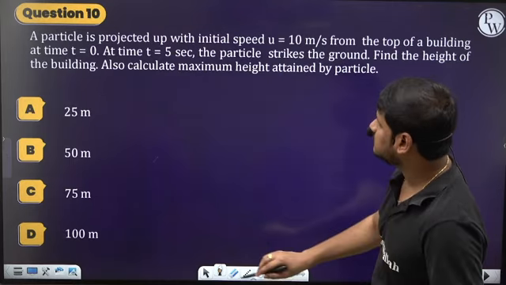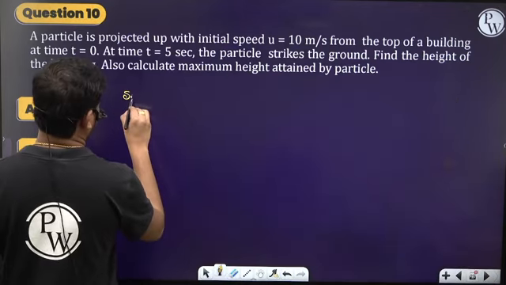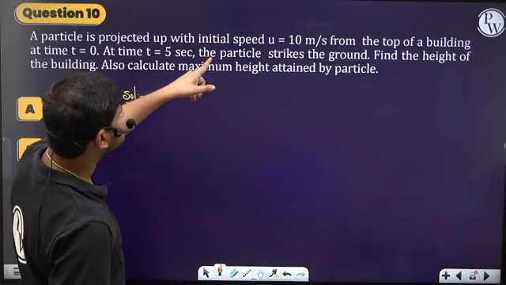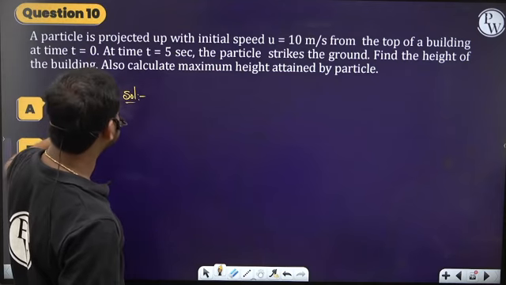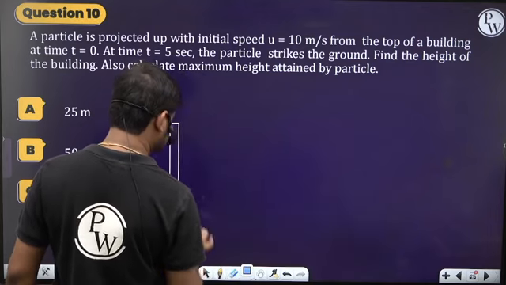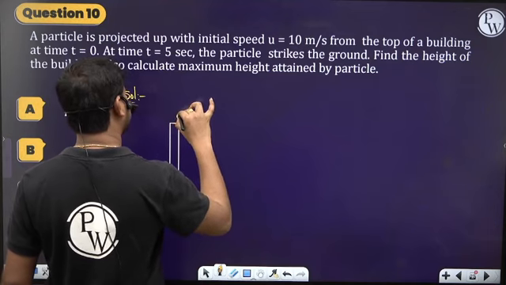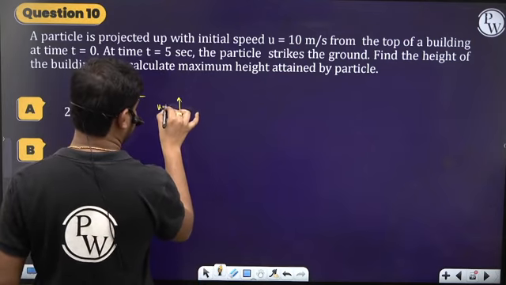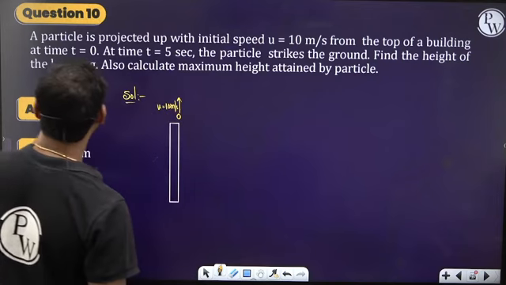So question number 10. What does the question say? A particle is projected up with initial speed 10 meters per second from the top of a building at time t equals 0. So first there is a building. From here a particle is projected like this, with initial velocity 10 meters per second.